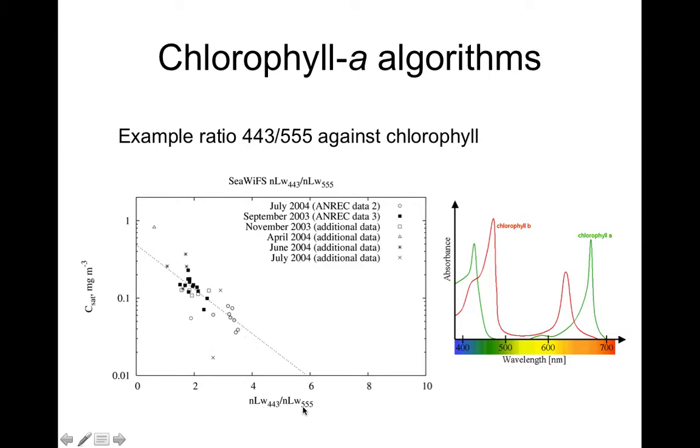This is the ratio of the two water leaving radiances. So this is the light that's leaving the water at these two wavelengths, 443 and 555 nanometers. And here we have our estimate of chlorophyll as observed from the satellite. Sorry, the estimate of the in situ chlorophyll. And you can see the linear relationship between the in situ chlorophyll and the ratio of light from the satellite observing.